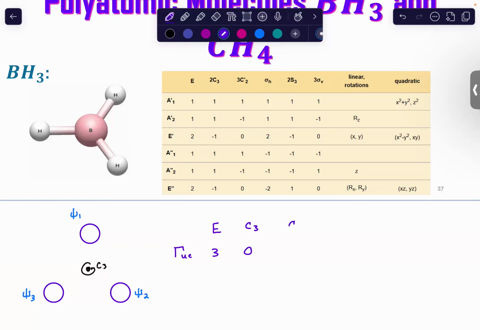So let's think about the C2s. How many stay unchanged if you perform a C2? Just the one, because your C2 is going to be right down the middle there. So we can just say side 2, side 3 will flip, but side 1 will stay the same. What about sigma h? 3 of them.